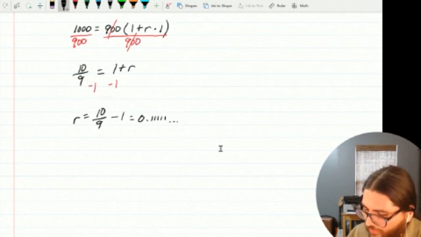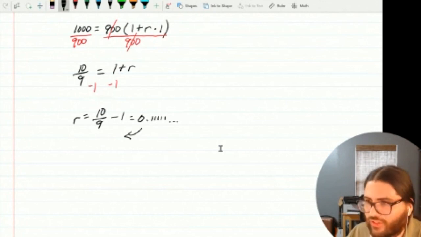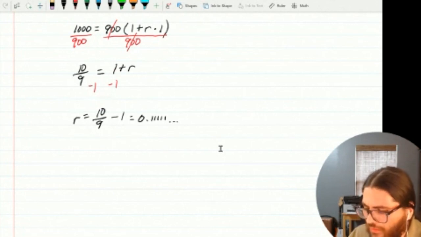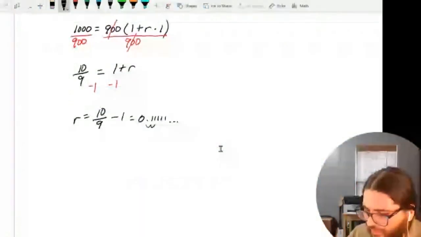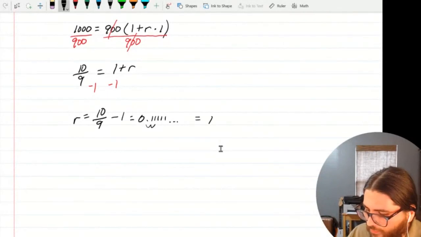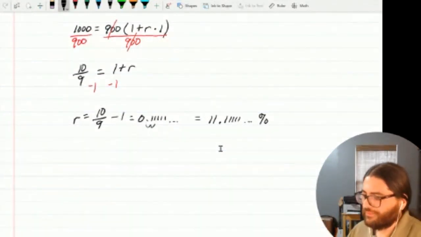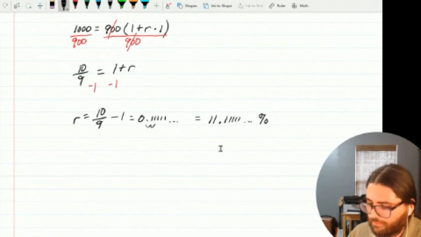Which direction? Well, let's see. If I moved it this way, that would be 0.0011. That doesn't sound right. If I moved it this way, that would be 11.11111%. That sounds about right. I feel better about that.